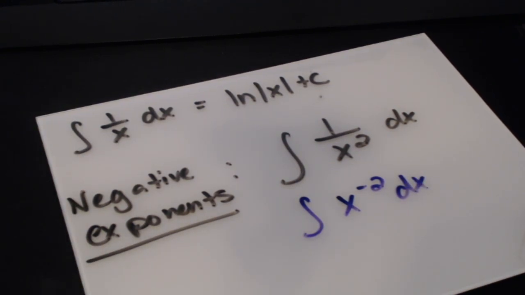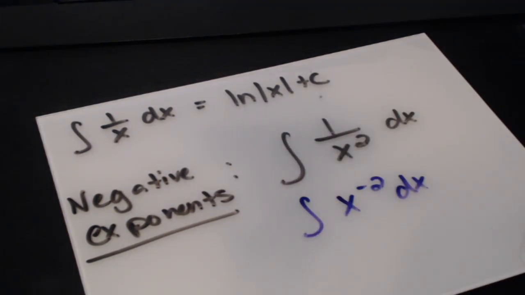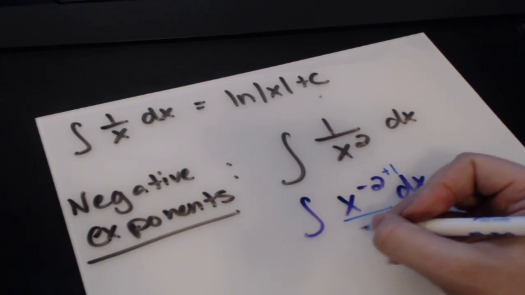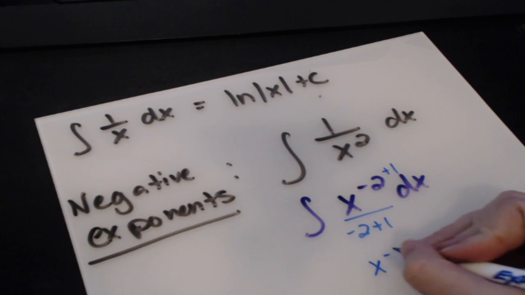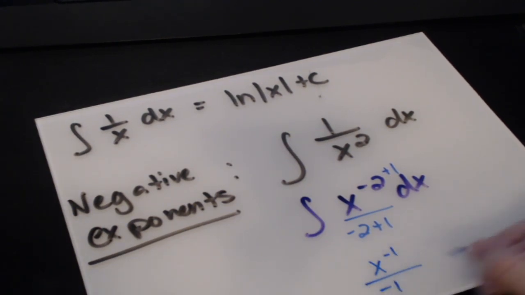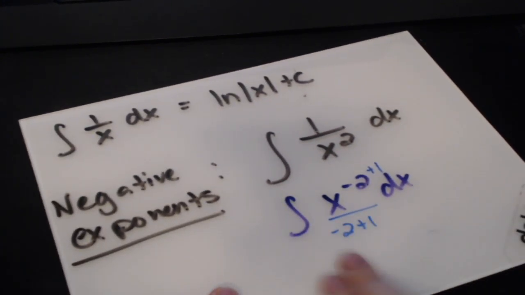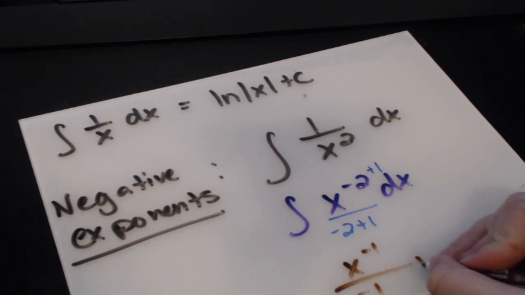All right. If you have just x, it's natural log of x. But if you have anything else in that power, then you come back and you say, okay, well, plus 1 over negative 2 plus 1. Well, that gives me x to the negative 1 over negative 1 plus c. And if I go over here a little bit, gosh darn it, my color coordinating peeps, I'm sorry. It's supposed to be in brown. x to the negative 1 over negative 1 plus c.